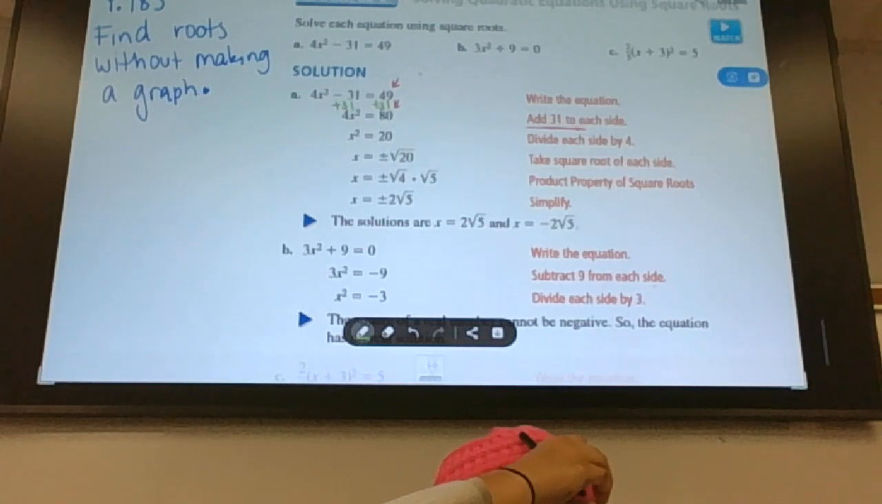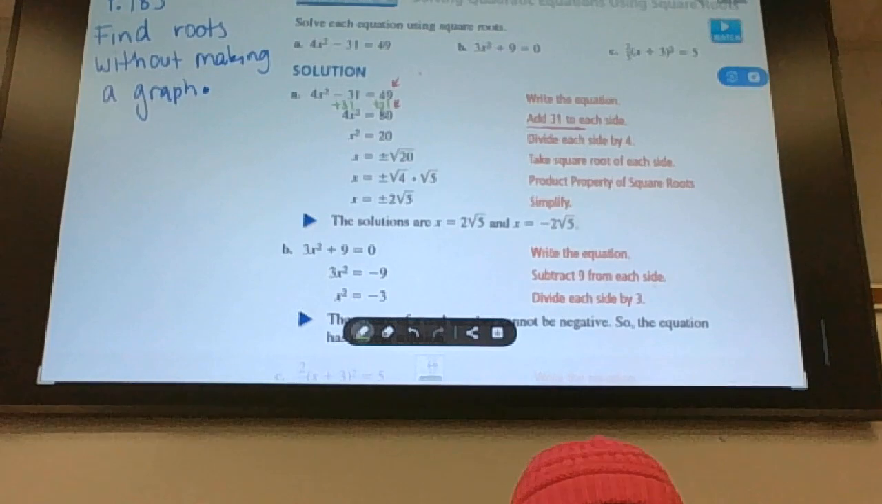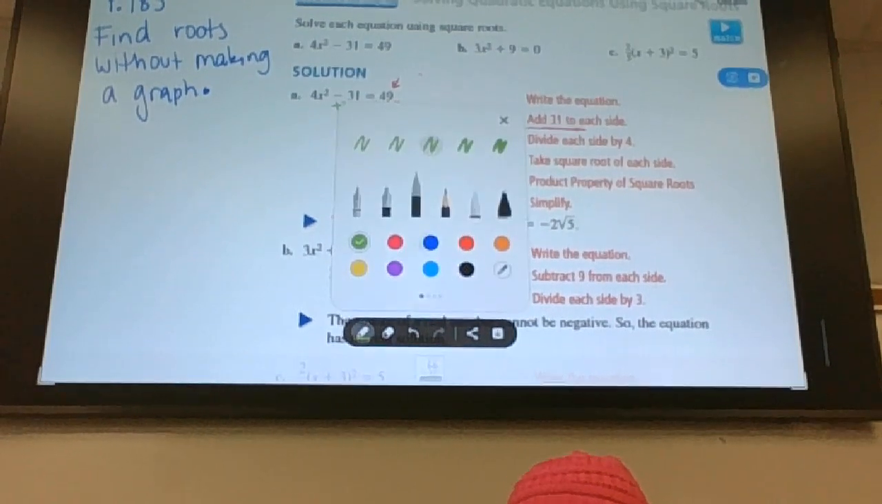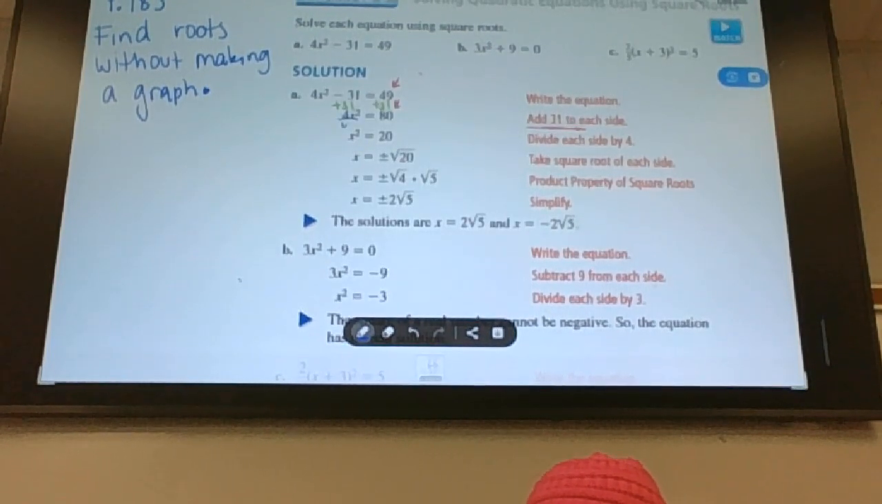And then how did it go from 80 to 20? Oh, okay, but they didn't show it like how we show it. We show the division on both sides. Okay. All right, so all of that is isolating x squared. That's what those steps are, and it looks different every time. But they moved the 31, they moved the 4, and they got here to x squared equals 20.